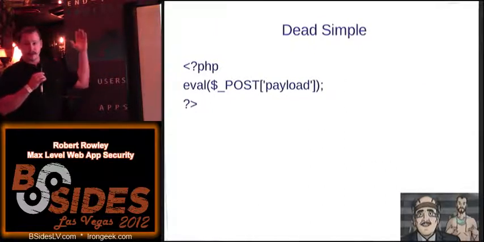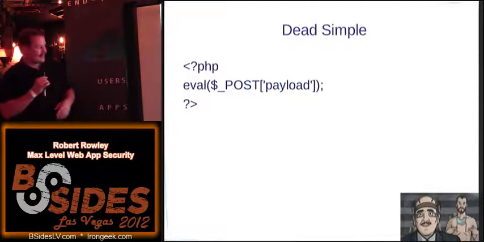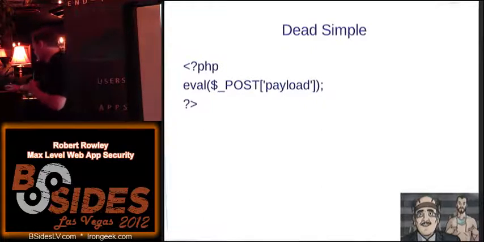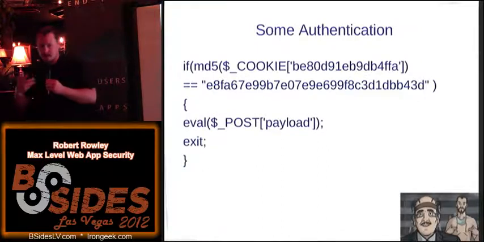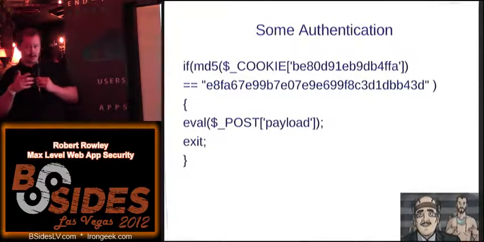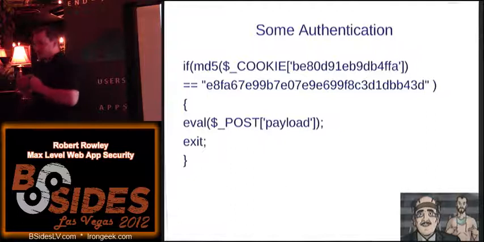So this is dead simple. Anybody here can't read that? Good. It evals a POST payload. And then they get a little bit more complicated. They'll use an MD5 of a cookie value and do some authentication before they allow somebody to execute code, so nobody can just run around executing code on their backdoor.